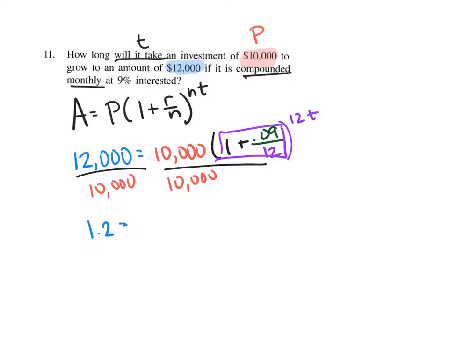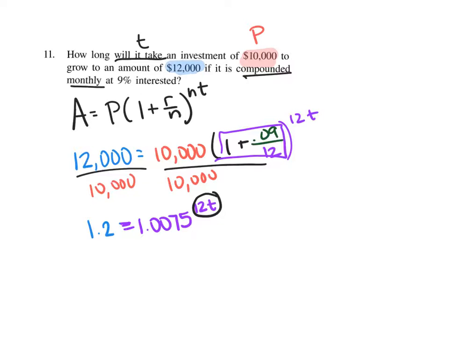Plus 1. And I get this number here. So this will be equal to 1.0075 raised to the 12t. Now, to undo this exponent, because right now there's a problem with this. The t is sitting in the exponential spot. So this becomes an exponential that I need to undo.